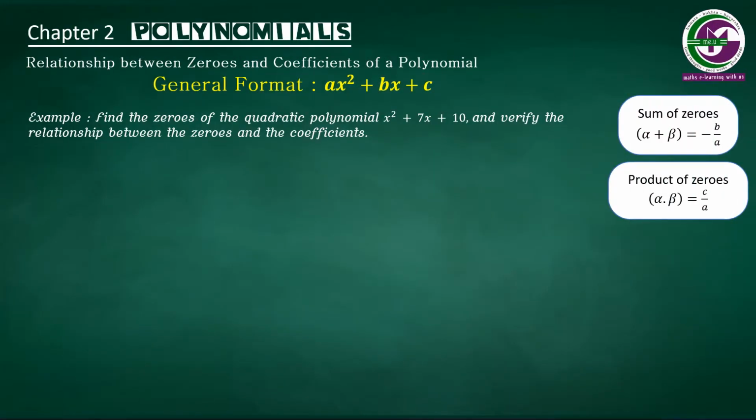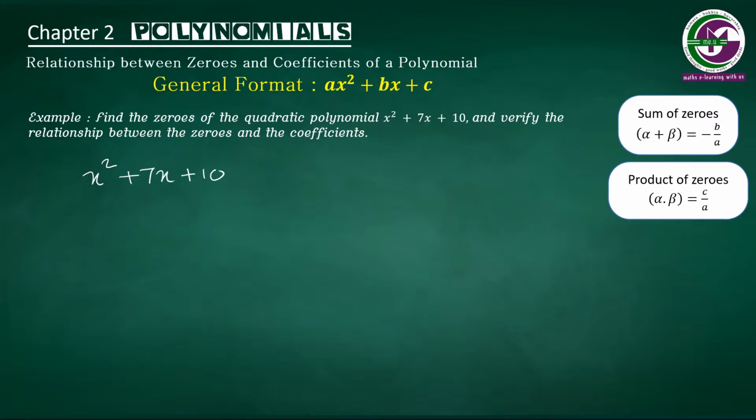Let's solve one example. So the question is, find the zeros of the quadratic polynomial x square plus 7x plus 10 and verify the relationship between the zeros and the coefficients. There are two sub questions in this one. You need to find the zeros first and you need to verify the relationship between the zeros and coefficients. So first part, finding the zeros. The quadratic polynomial is x square plus 7x plus 10.